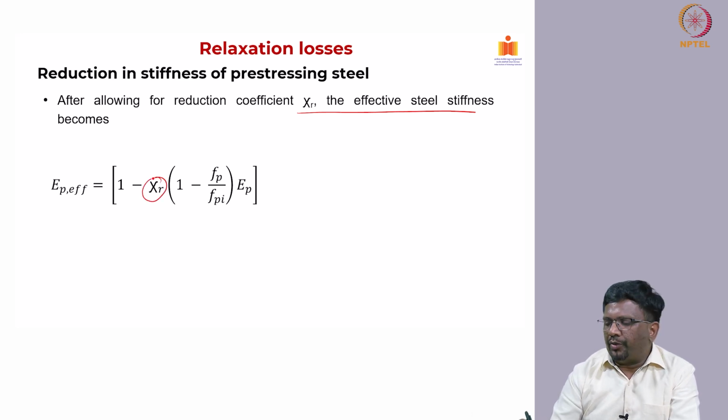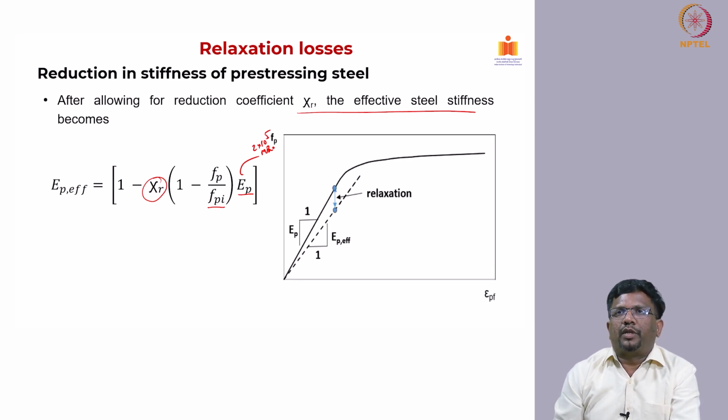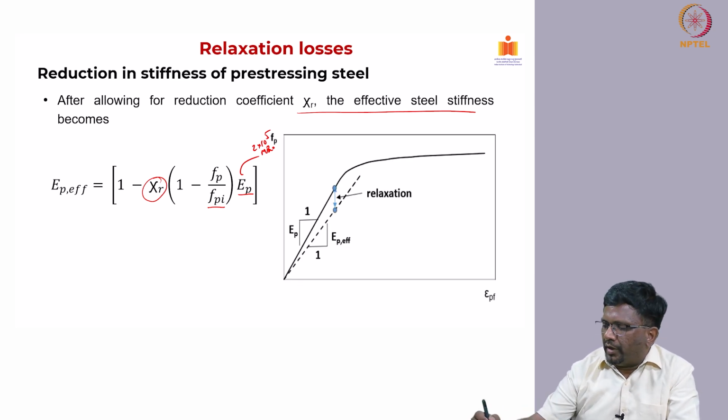Okay. Now, you know FPI, depending upon the time that you are calculating, FP can be calculated from the equation that we discussed previously, and EP is the elastic modulus of steel, and typically it is 2 into 10 to the power 5 megapascal, or slightly lesser for pre-stressing steel. Usually it is about 1.95 or so, and you can calculate your effective modulus like this. And this is what we said.